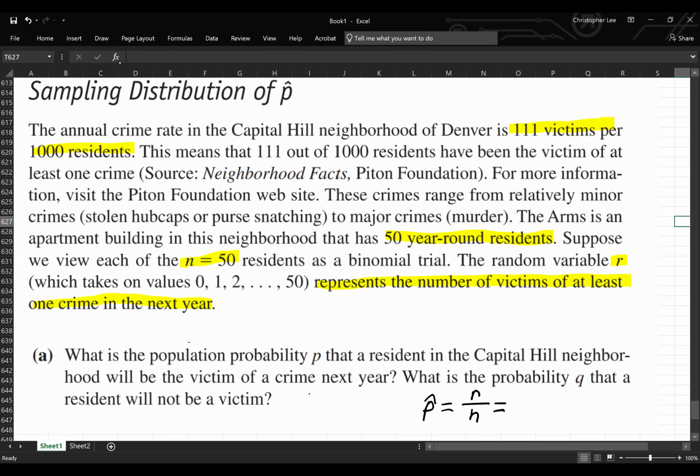That's the next question. So in Denver, how many people experienced the crime? 111, right? How many residents are there? That's the answer. We're done.